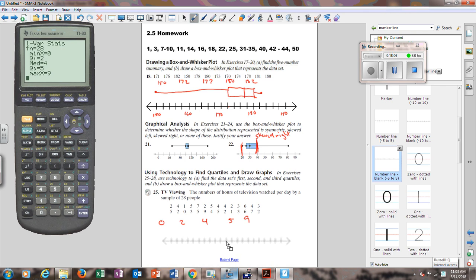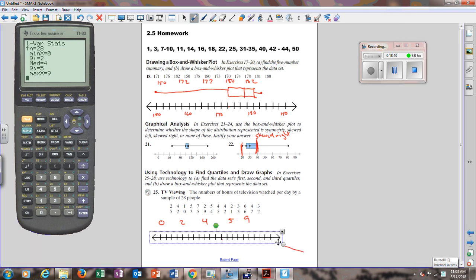Pull a number line over. Make it 0, 2, so the bottom number would be 0. And we would have 2, 4, 5, and 9 would just be a dot. Looks like that.